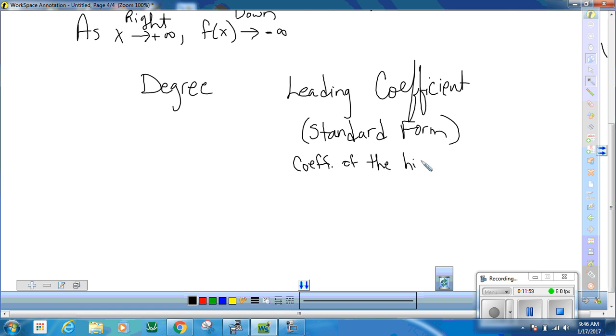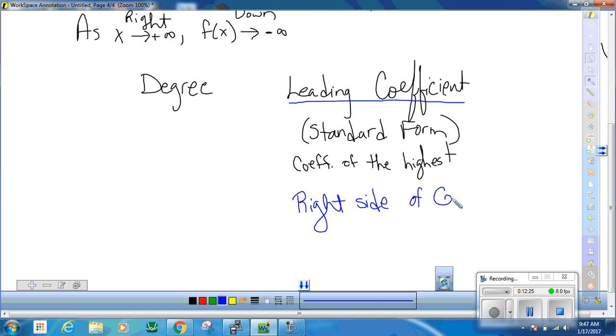Now, if it is not in standard form, then you either need to get it into standard form or at least find the highest exponent, that degree, and then you are looking at the coefficient of it. That's what we want to look at first, actually, because the leading coefficient tells us what the right side of the graph is doing. It is always going to give us the end behavior of the right side of the graph.